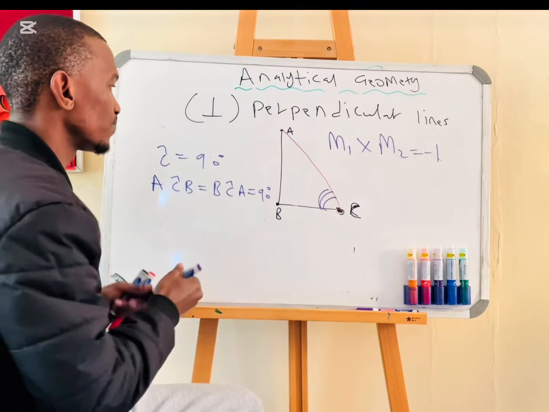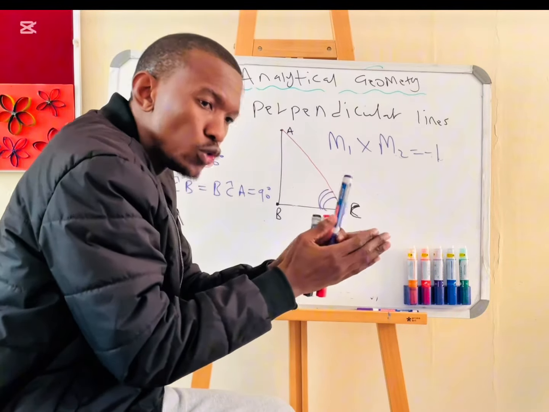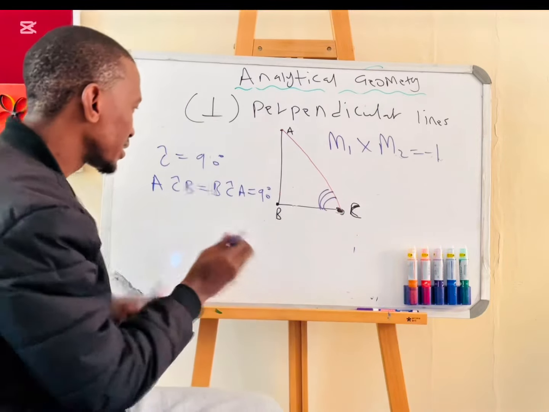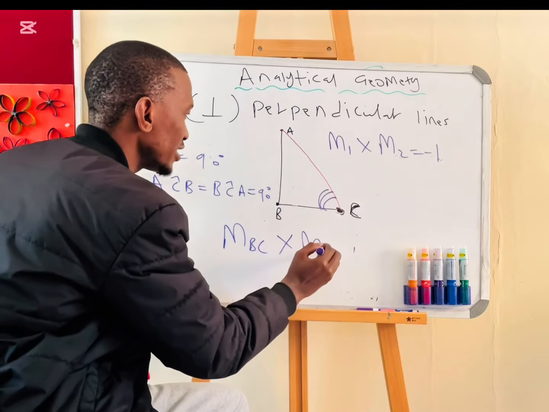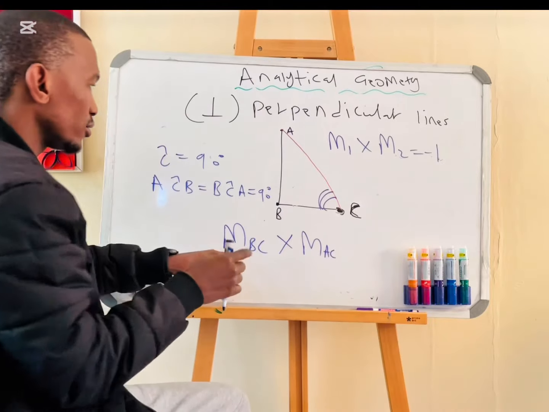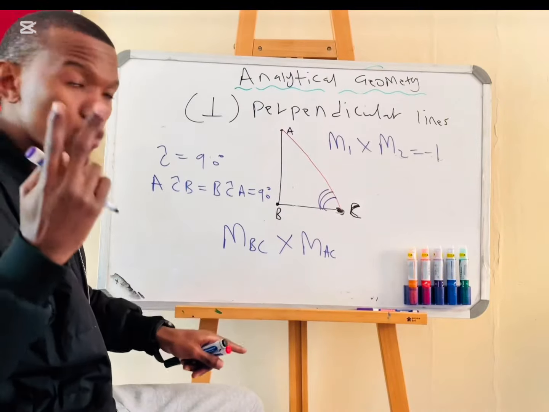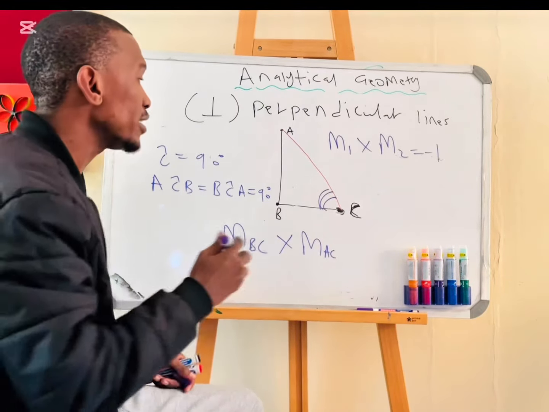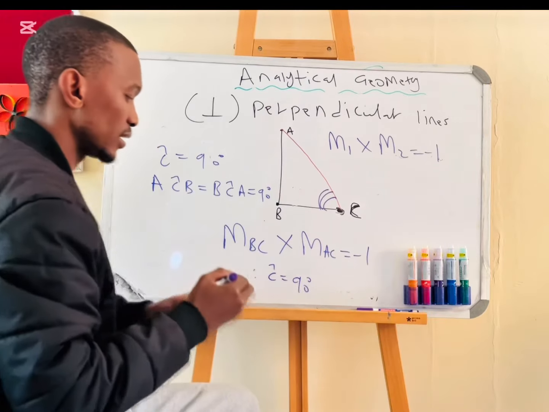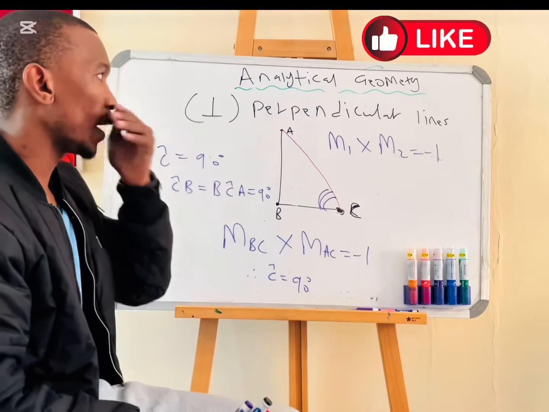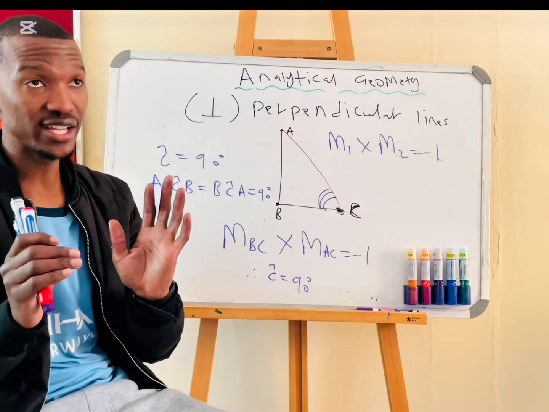Okay, how do you prove that? Remember, the two lines that intersect at that point, you must find their gradients, like this: the gradient of BC multiplied by the gradient of AC. Number 1, calculate the gradient of BC. Number 2, calculate the gradient of AC. Then multiply those two gradients. If their product gives you -1, therefore we're going to say angle C is a 90 degree angle, or it's a right angle. Those are ways in which they can bring this type of question in an exam or a test.